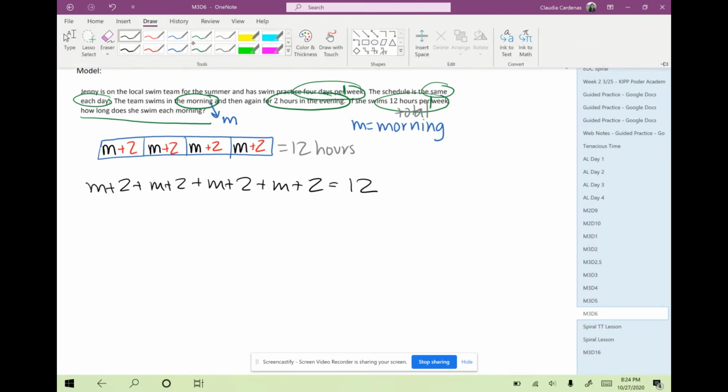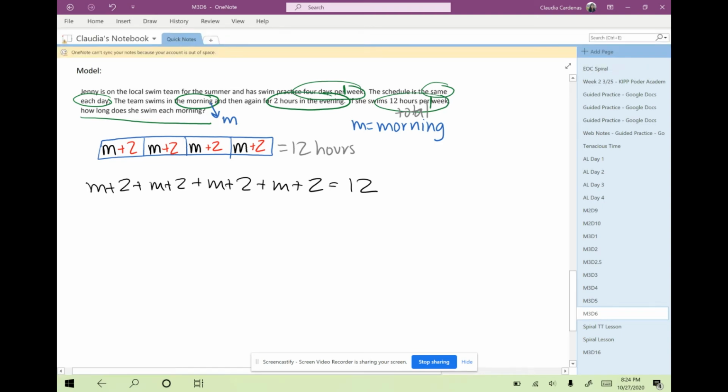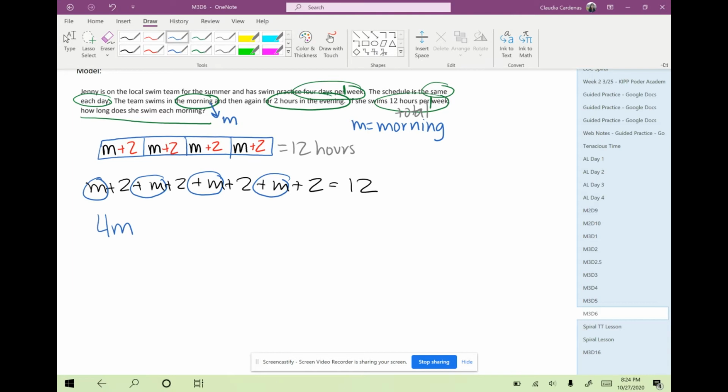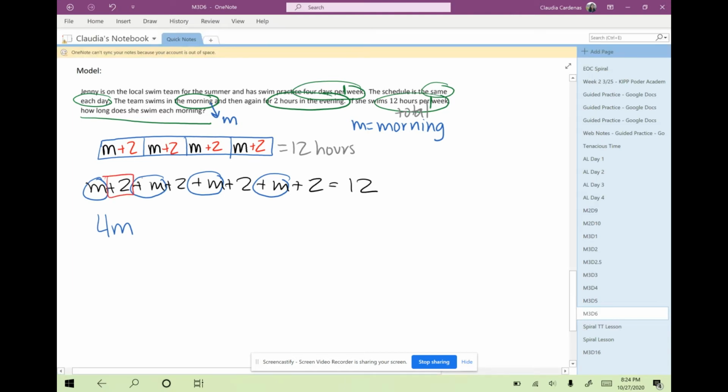Well, I see that there are a lot of m's, so I'm going to go ahead and circle all of them and then box all the numbers that we know we can combine. So m plus m plus m plus m. If I added 1m plus 2m plus 3m plus 4m all together, I have 4m circled. And then if I box the 2s, so 2 plus 2 plus 2 plus 2, well, I have four 2s, so I could add 2 plus 2 plus 2 plus 2, or I could do 2 times 4, which I know is 8.